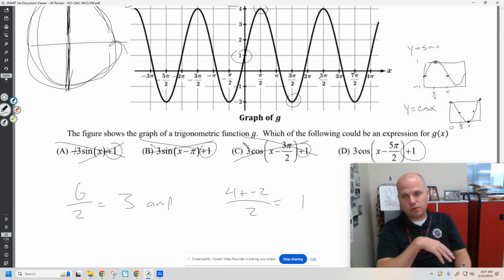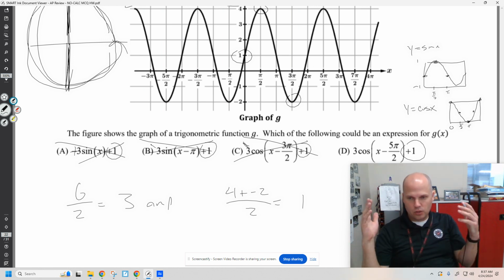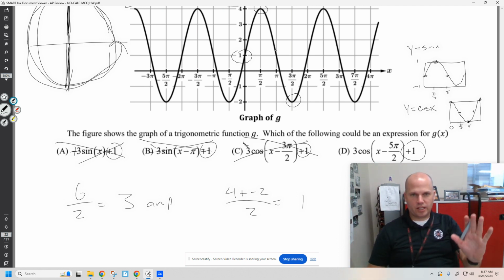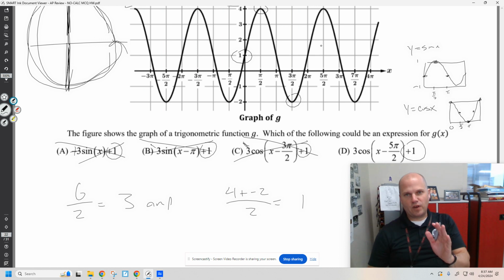Not necessary to do this, but this is just how you have an infinite amount of equations that are going to create that graph. But if I shift over to 5 pi over 2, if I plugged in 5 pi over 2, I'd get the cosine of 0, which is 1 times 3, boom. So this works.